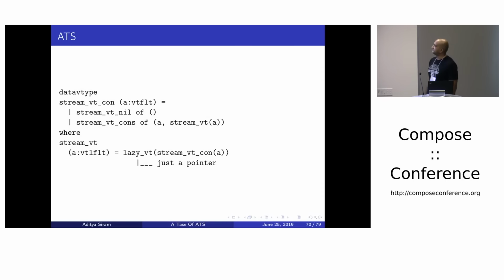So here's what a data type for streams looks like. You have a stream nil, you have a stream cons, and it constructs a stream VT, which is a recursive data type. You can have two data types that are recursive in ATS, which is a list VT, which is just a pointer back to a stream VT con. So basically, in the cons case, it's just a level of boxing to the next constructor. I mean, to the next cons.